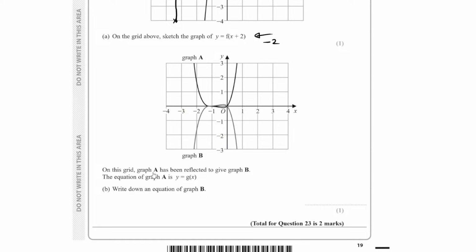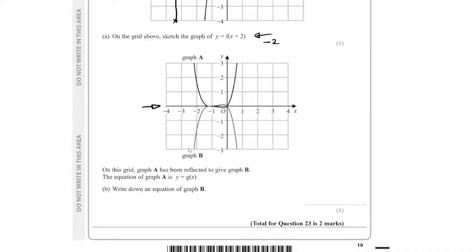So on this grid, graph A has been reflected to give graph B. The equation of graph A is y equals g of x, write down the equation of B. So it's obviously been reflected, but where? It's obviously reflected here, isn't it? I would say, along the x-axis. Now, how do we then write that?